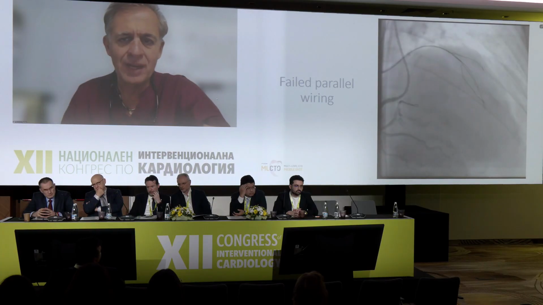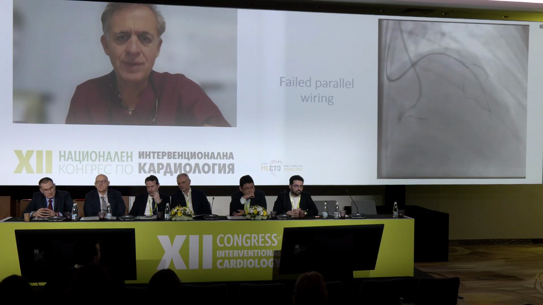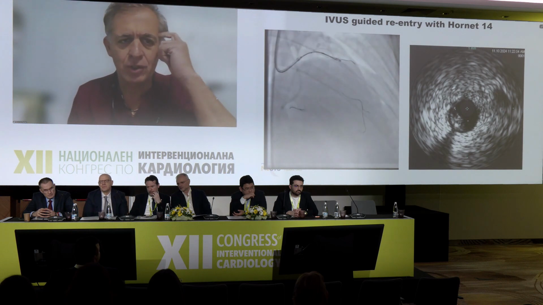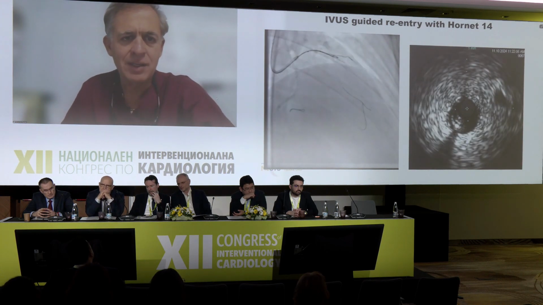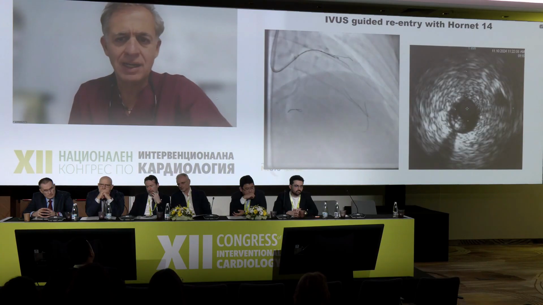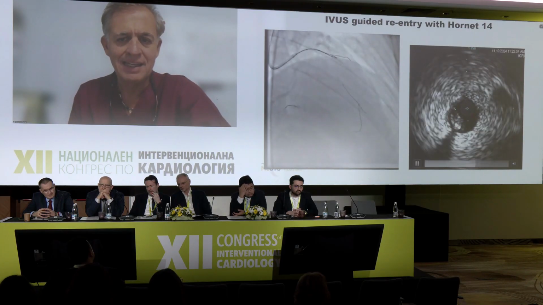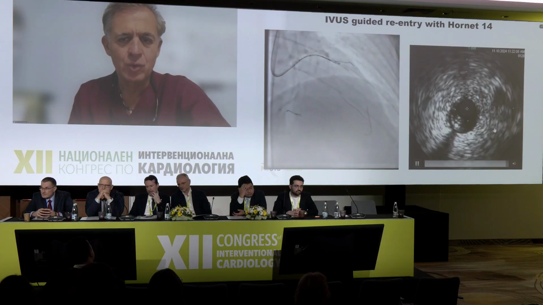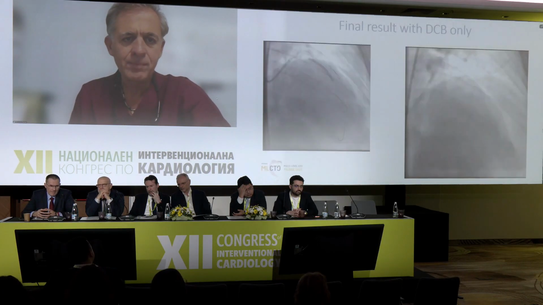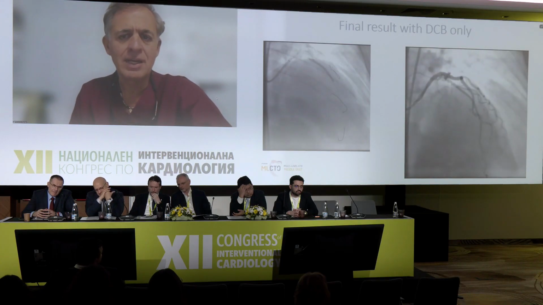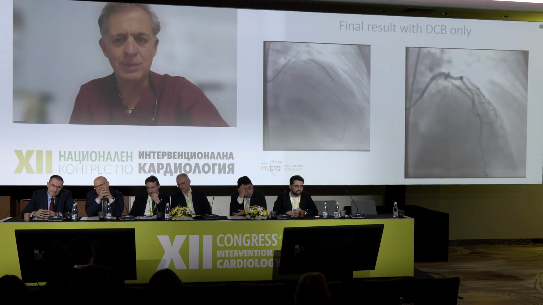We failed the parallel wire technique. The classical parallel wire failed. So we put the IVUS in order to re-enter. This is the IVUS-guided re-entry, quite proximal. You can see close to the diagonal, and you can see the IVUS in which the Hornet is exactly inside the true lumen at 6 to 7 o'clock. And the final result was only with DCB. This case was done without stenting.